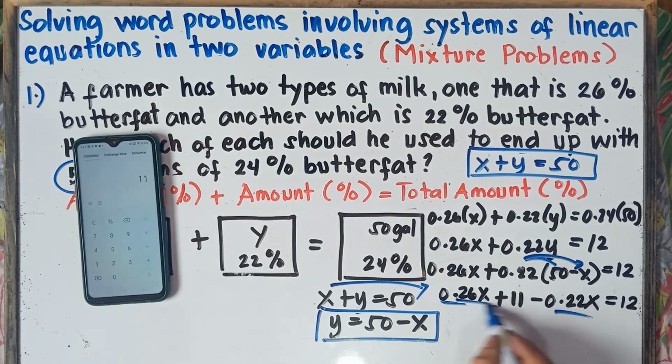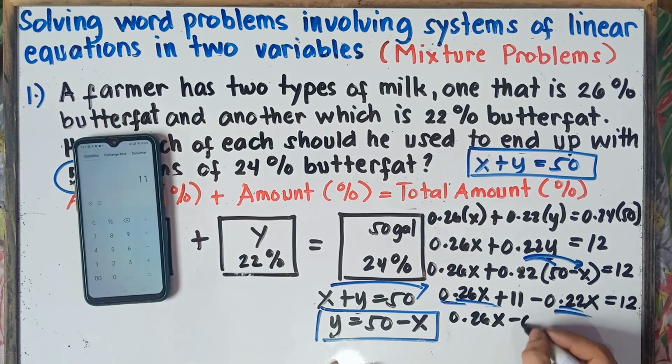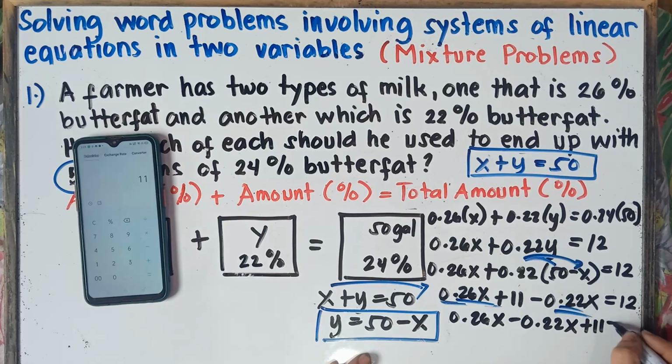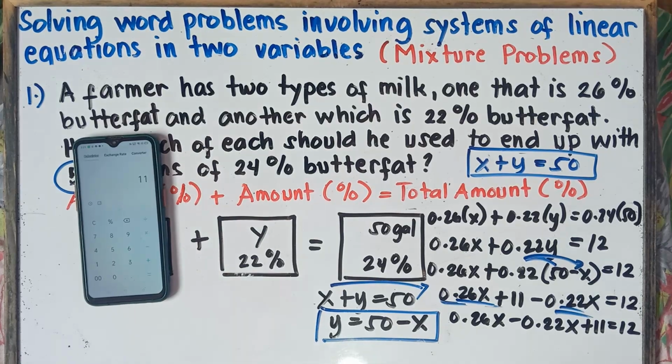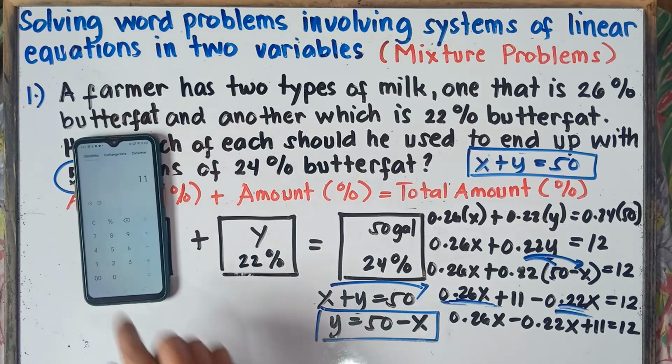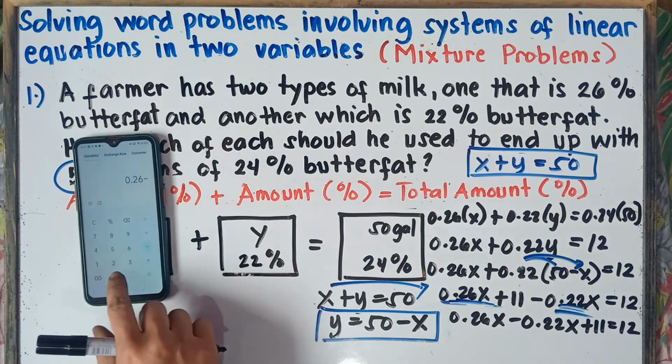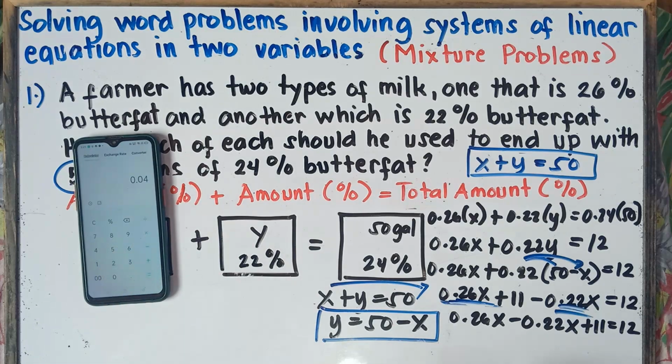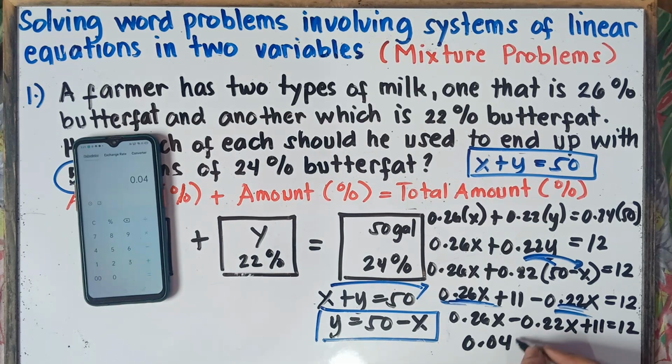Alright, so combine all x, this one. So 0.26x, arrange, class, for you not to be confused, minus 0.22x. Copy, positive 11 equals 12. Once again, because I just simply arrange for you not to be confused. So combine this one, x and then x. So 0.26 minus 0.22, that would be 0.04x. Copy, positive 11 equals 12.